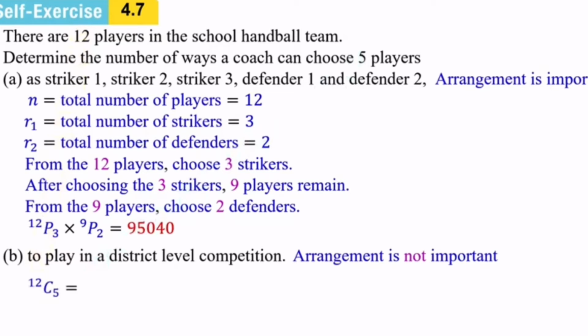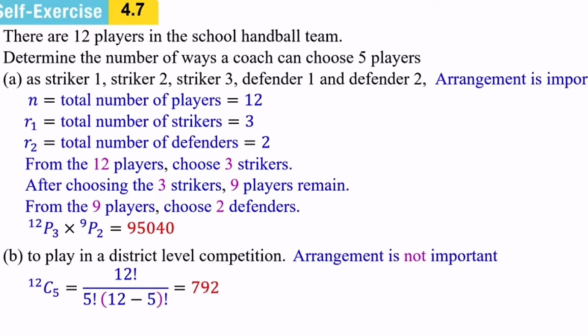Before you do, you must be very sure: is the order important or not? Now we use the formula, 12 factorial over 12 minus 5 factorial over 5 factorial. Remember our formula, nCr equals n factorial over n minus r factorial over r factorial. So the answer is 792 ways.